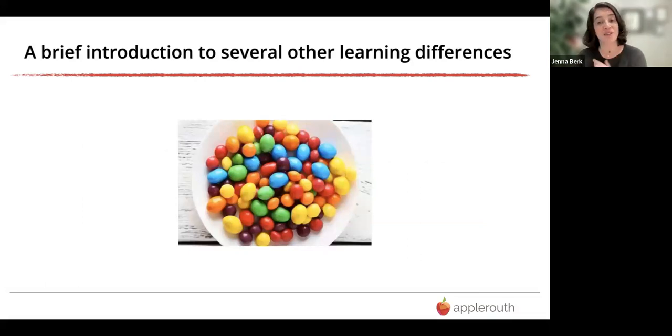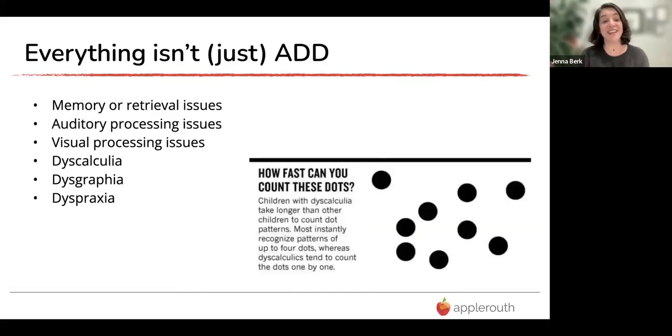And of course, there are so many other learning differences that I won't be able to cover this evening, although I will try. Because everything isn't just ADD, right? That's the one that I think gets a lot of media coverage, but there are so many other learning differences that it's important to recognize and look out for. So there could be memory or retrieval issues. I've been talking about short-term memory, but this could involve long-term memory as well.